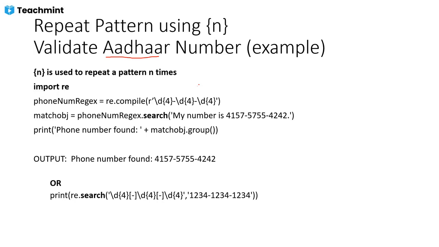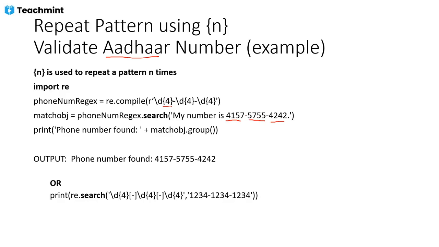Usually the Aadhaar number is separated by hyphens, each part consisting of four characters. If I take this as an example, a four-digit number, hyphen, four-digit number, hyphen, four-digit number, almost similar to the US phone number, except the length is 4. I can define \d\d\d\d, or I can define the length like this. So all these are 4.